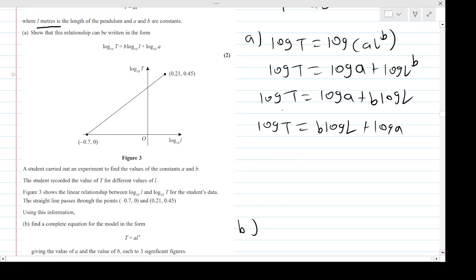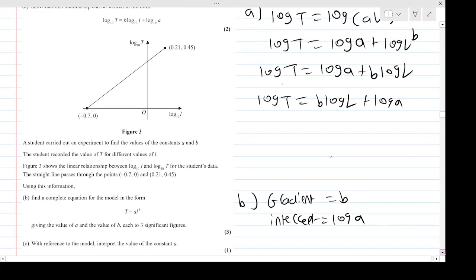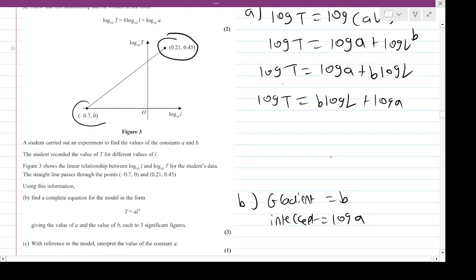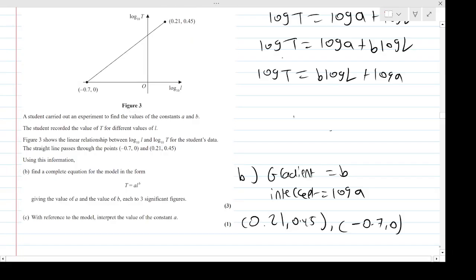If we look at this equation we got from part A, we can see that log T is essentially Y, log L is my X, B is going to be my gradient M, and log A is going to be my C. So my gradient is equal to B, and my intercept is log A. Firstly, my gradient: I can calculate that as change in Y over change in X. The 2 points I'm given on this graph are 0.21, 0.45, and minus 0.7, 0.